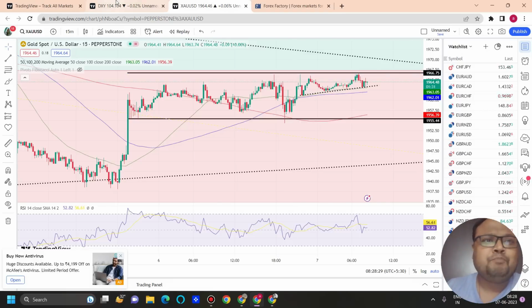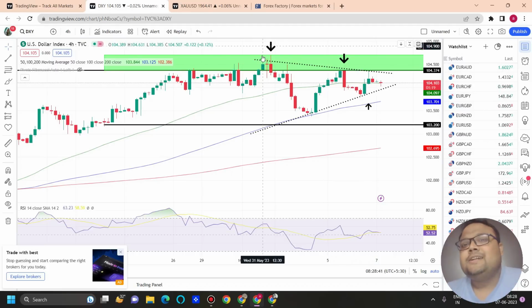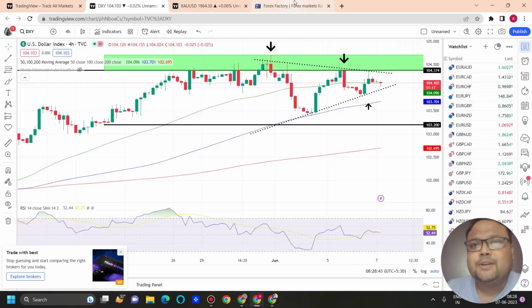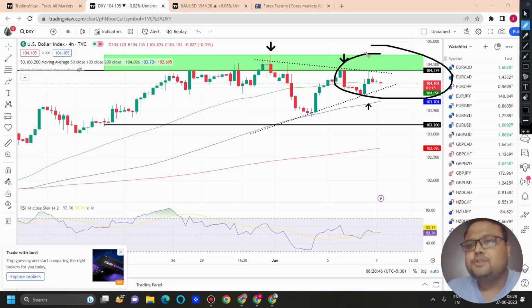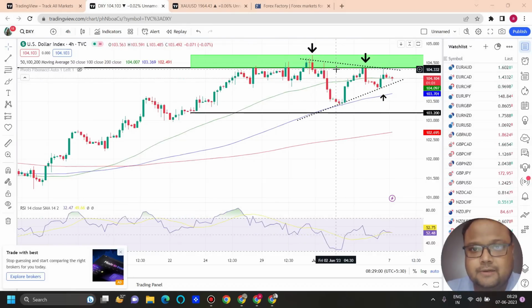So let's get started. First of all, let's look at the chart of DXY. US dollar index is right now standing at 104.10. This is the current market price, and we can clearly see on the chart that dollar is also heading towards a squeeze here. Dollar is squeezing. Dollar is heading towards a narrow channel, which signifies that a big breakout is coming very soon. Because if you look at the chart carefully, then we can see a symmetrical triangle pattern. Symmetrical triangle pattern is a bilateral pattern.